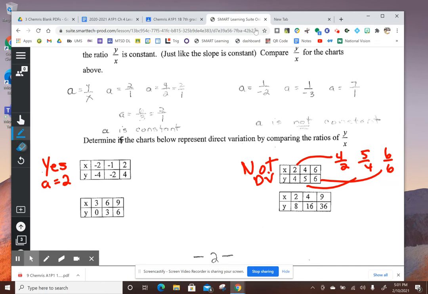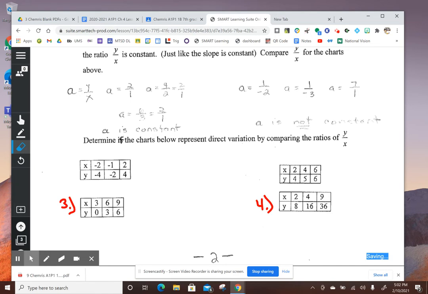So this is no. Okay, so I want you all to stop the video and you're all going to try, call this number 3, call this number 4. I want you to determine if you think those charts represent direct variation or not. Stop the video and turn it back on when you are done.